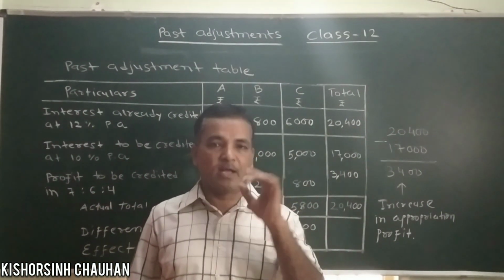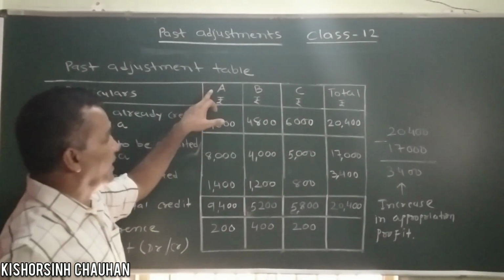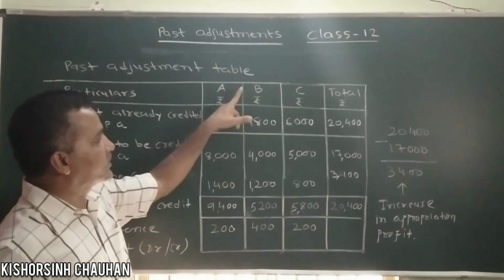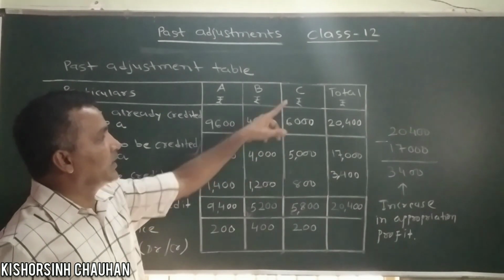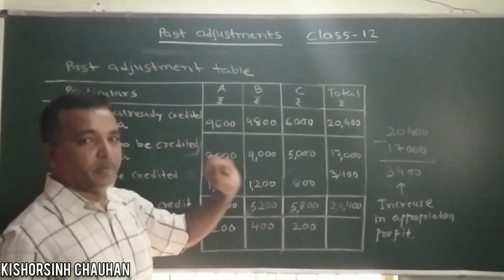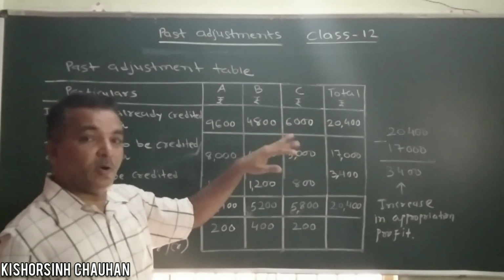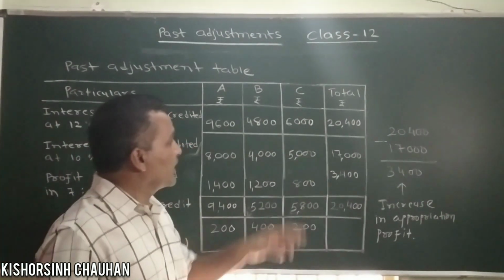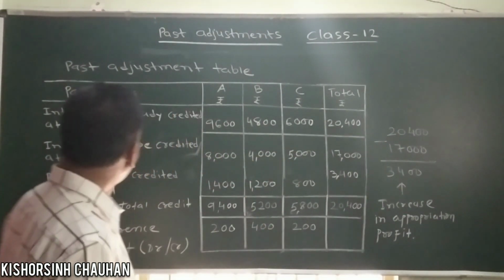So if you find 12% of 80,000, 40,000 and 50,000, then in case of A, 12% of 80,000 is 9,600. In case of B, 12% of 40,000 is 4,800. And in case of C, 12% of 50,000 is 6,000. So this is their interest on capital already credited in their capital account. So total is 20,400. This is the wrong thing.